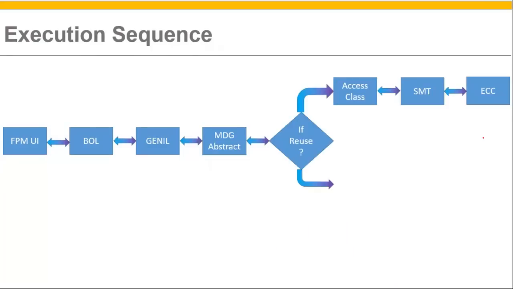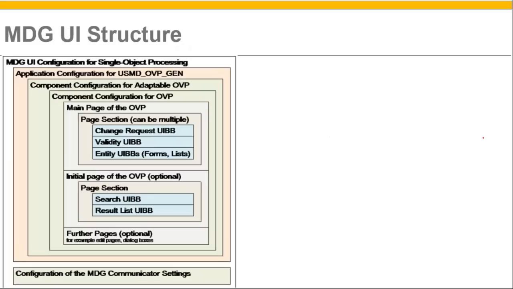Now, instead, I wanted to understand the MDG UI structure. So far we understood only the FPM structure, right? Now we need to understand how an MDG UI application structure will be.